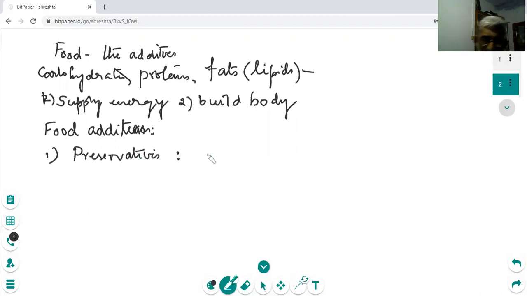Food preservation means marketed food before it reaches the consumer should have a definite shelf life, and destruction or decomposition of the food is due to microbial contamination. That is one reason. Microbial contamination is one of the reasons.